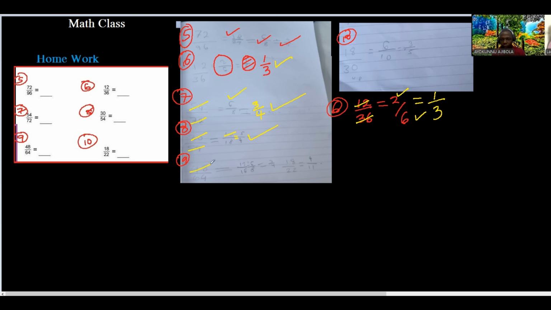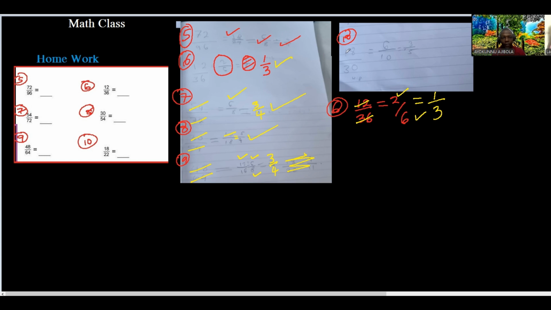And the next one, we have 48 over 64. If I divide by 4, I have 12 here. By 4 again, I have 16. If I divide by 2, I have 6. I have 8. Then if I divide by 2 again, I have 3 over 4. Okay, this one is the last question, which is already up here.